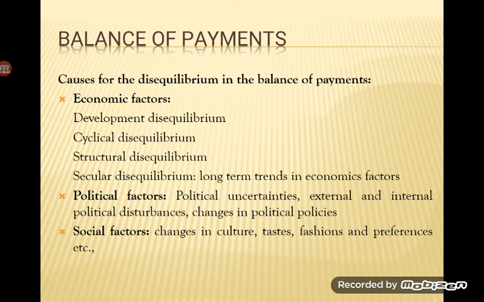Then we have social factors. Social causes mainly include changes in culture, changes in the tastes and preferences of the people, fashions, etc., because of fluctuations in affordability. As we know, with the impact of globalization, people are getting influenced by other cultures, other religions, and changes in lifestyle. So that is leading to changes in the demand pattern, and that is also becoming one of the causes for disequilibrium in the balance of payment.